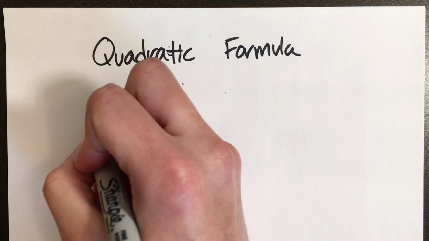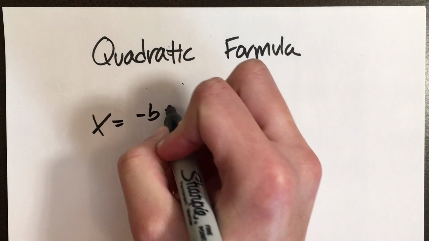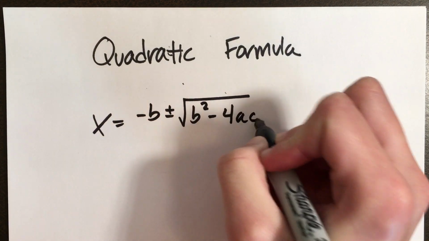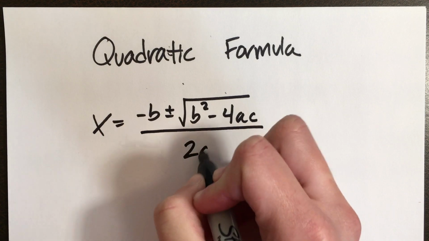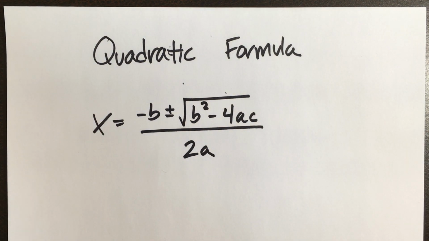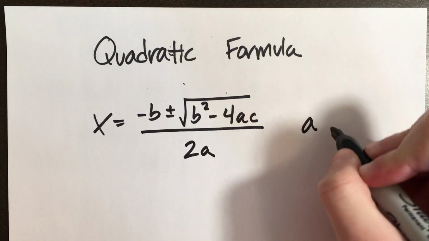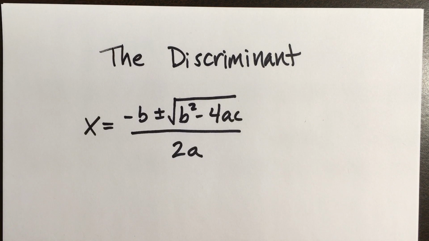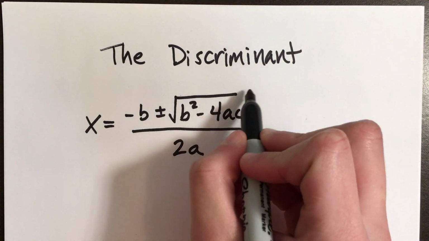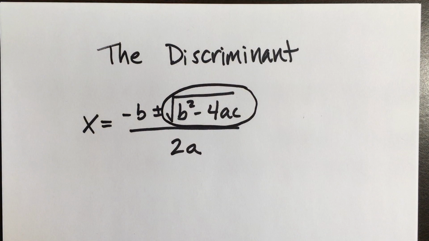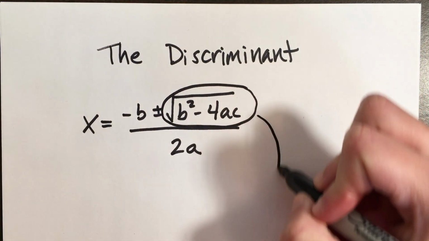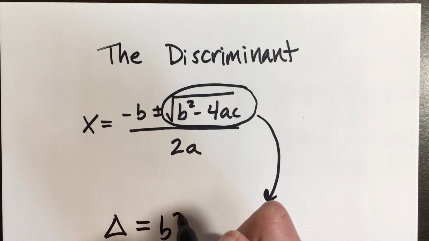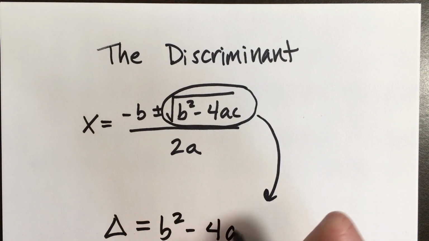So the quadratic formula is x equals negative b plus or minus the square root of b squared minus 4ac, all over 2a. One important part about the quadratic formula is that a cannot equal 0. So the discriminant in the quadratic formula is this portion of the formula right here. So the equation of the discriminant is delta equals b squared minus 4ac.